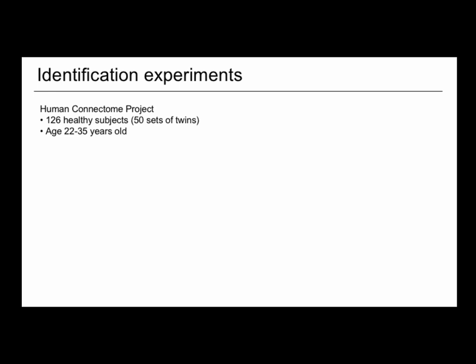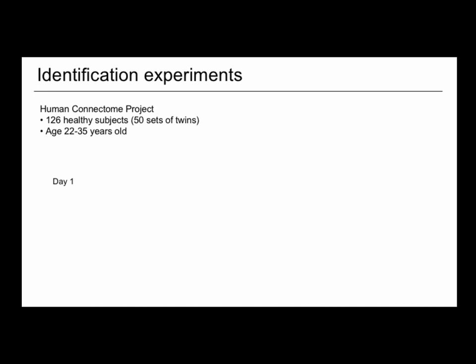The data set we're working with here comes from the Human Connectome Project. This was an earlier release of the data, so we had 126 healthy subjects, and interestingly, this data set contained 50 sets of twins, which only served to make our problem harder. It was also a fairly homogeneous population, all very healthy young adults, carefully recruited. So if anything, there's probably less variability within this population than within many other types of fMRI studies.